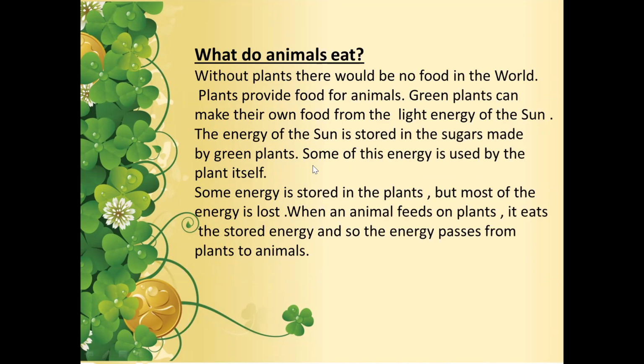We have just discussed it. The energy of the sun is stored in the sugars made by green plants. And this point we have also discussed in our unit number 3. In the first part of that unit, we learned that when plants prepare their food, they may store this food in the form of sugars in the leaves, underground roots, underground stems, seeds, etc. Okay, students. So some of this energy is used by the plant itself.